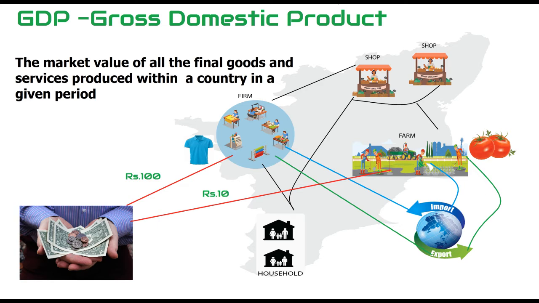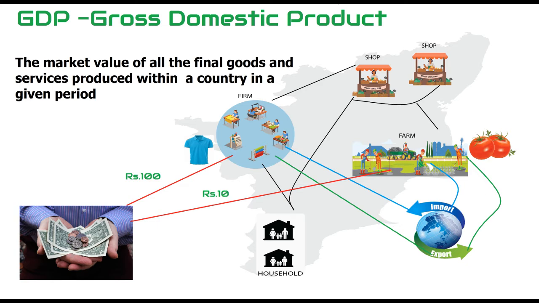Similarly, let's look at the farm. The farm is selling tomato at, say, 10 rupees per kg, and their contribution to the GDP is 10. All of this takes place in Tamil Nadu, in the same country. Now it's very easy to understand the definition. Let's look at the definition again.